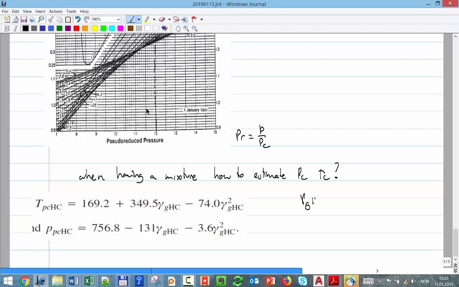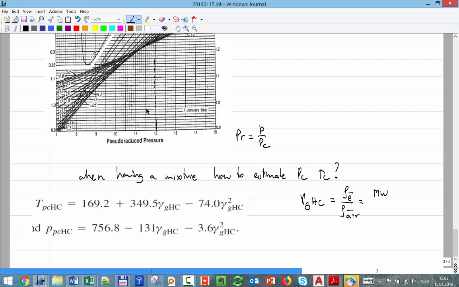Gamma gas hydrocarbon is the density of the gas at standard conditions, right? Divided by the density of air, also at standard conditions. But that is equal to the molecular weight.